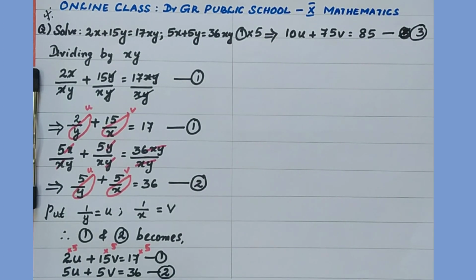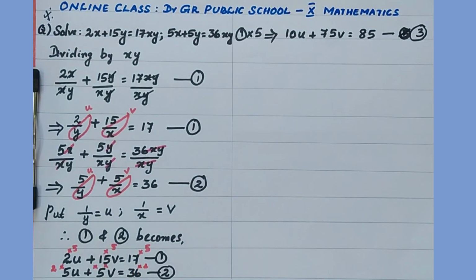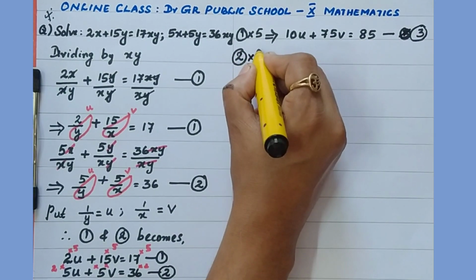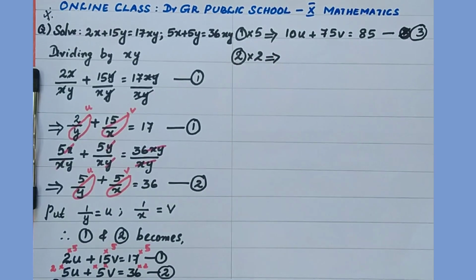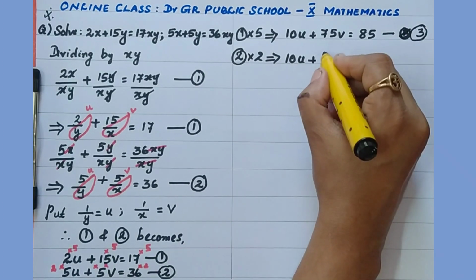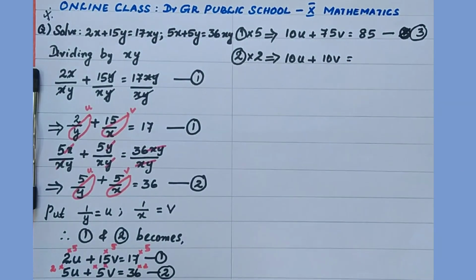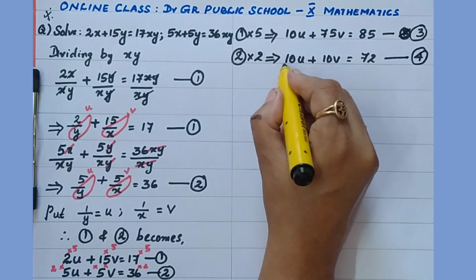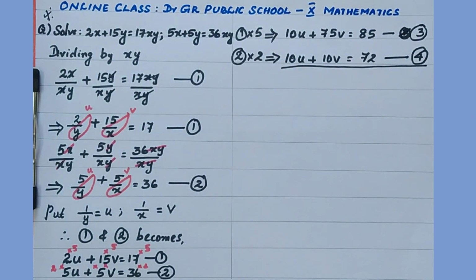Then come to the second equation. The second equation I am going to multiply with the coefficient of u in the first, that is 2. So I am going to multiply this equation throughout with a 2. So what happens here? Second equation multiplied with a 2, which implies 5 into 2 is 10u plus again 5 into 2 is 10v equals 36 into 2 is 72. This is your equation number 4. Now I am going to solve these two equations 3 and 4.